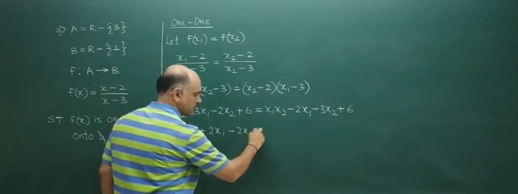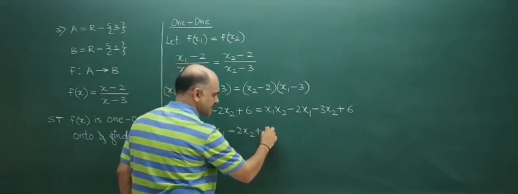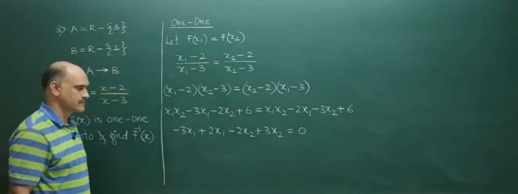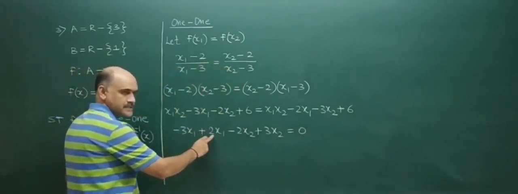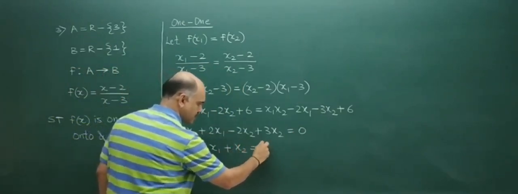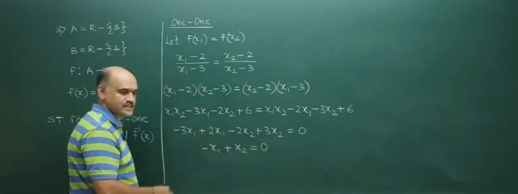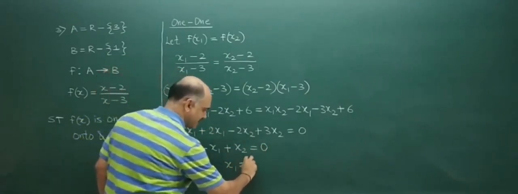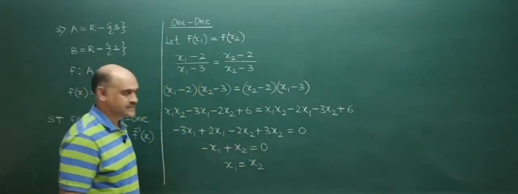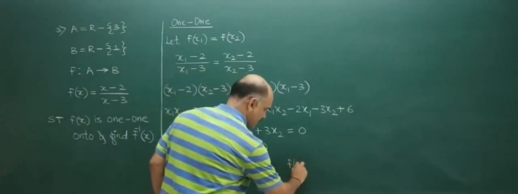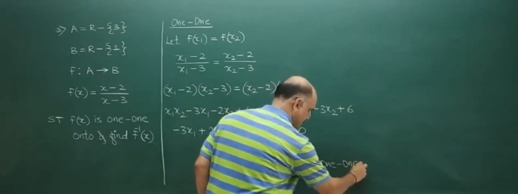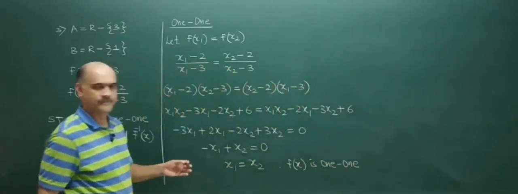Minus 2x2, if I take this, it will be plus 3x2 is equal to 0. So minus 3 plus 2 you will have minus x1 plus x2 equal to 0. Now you send x1 to the RHS, therefore x1 is equal to x2, or x2 is equal to x1. So you can say f of x is 1 1.